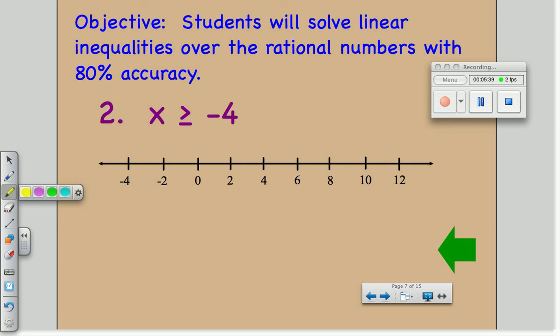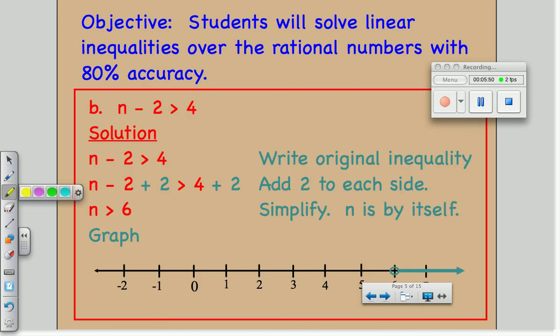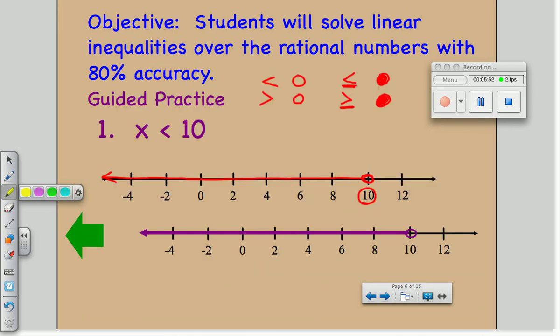Next one. x is greater than or equal to -4. This time I do have the greater than or equal. Look at this one. Greater than or equal. So let's look at what we do. Greater than or equal is here. I bubble in all the way.